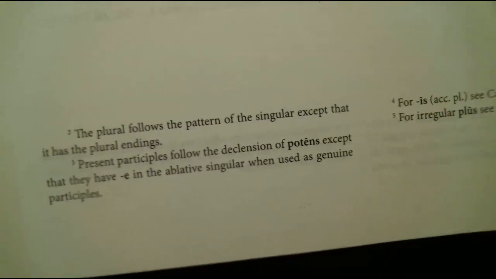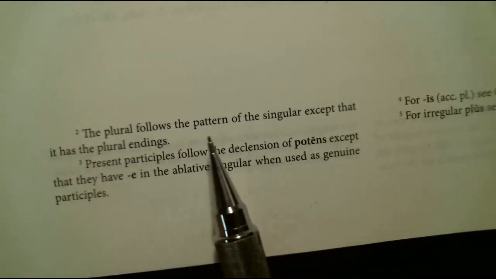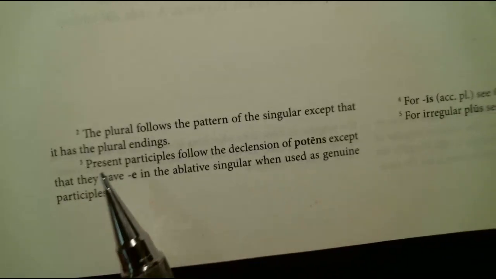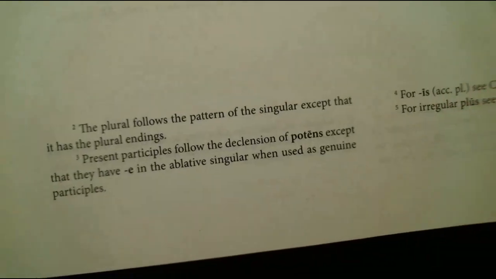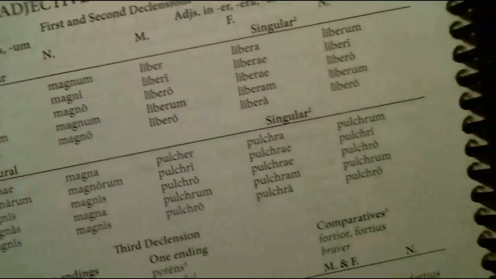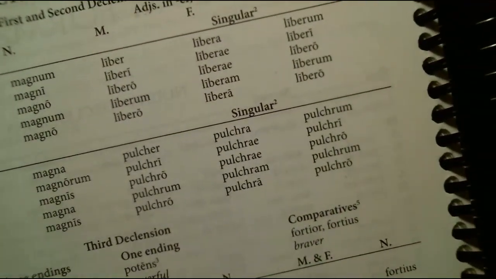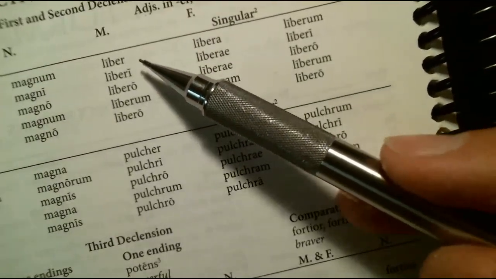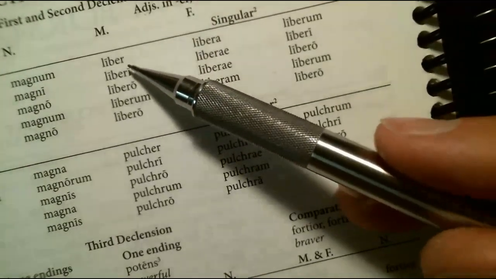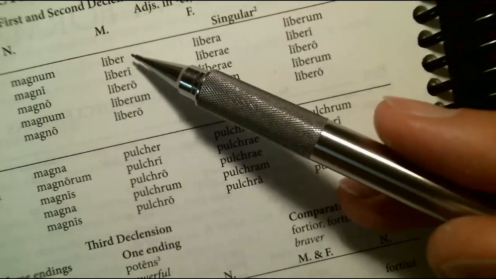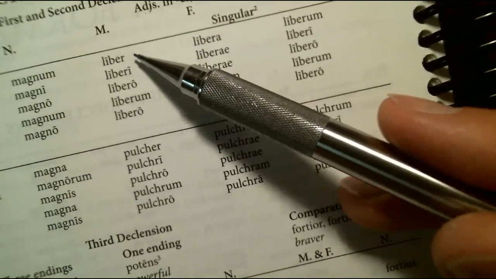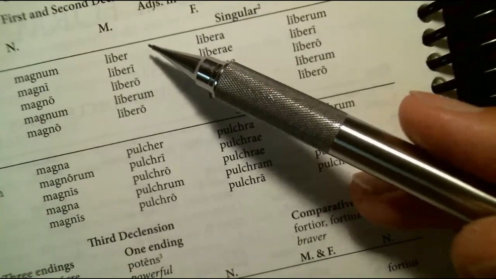Right? Let's see if I can get this to focus. There you go. The plural follows the pattern of the singular, except that it has the plural endings. So they're saying it's going to look exactly like the singular, except it's going to have the plural endings, right? So the nominative here is going to be different, that is. So nominative singular for liber is liber, but the plural nominative is going to be liberi, right?